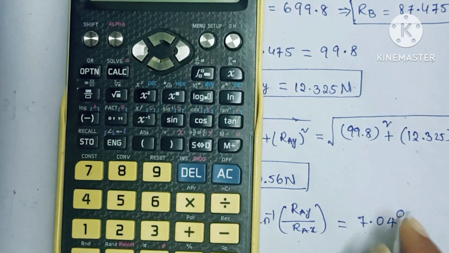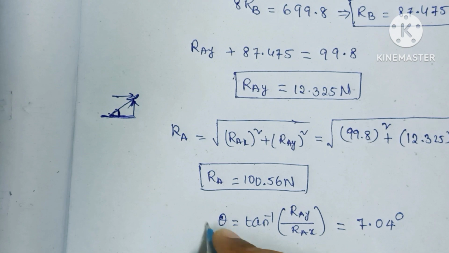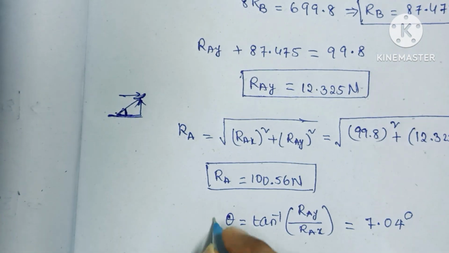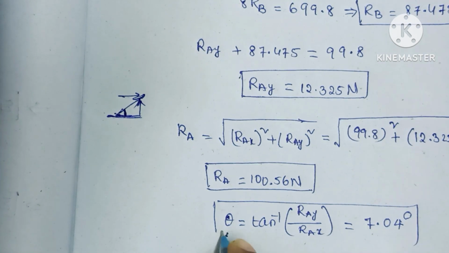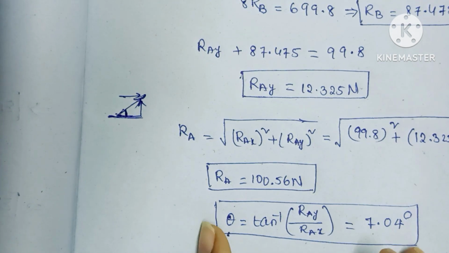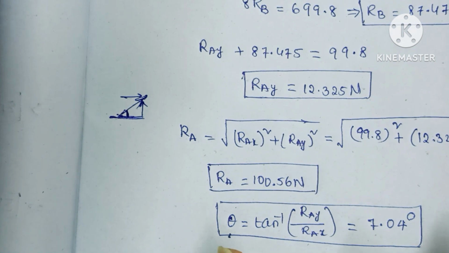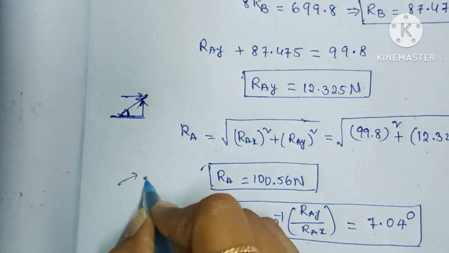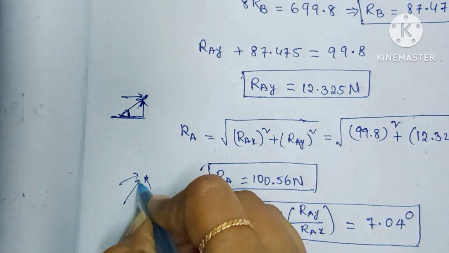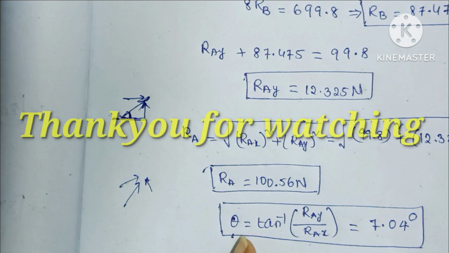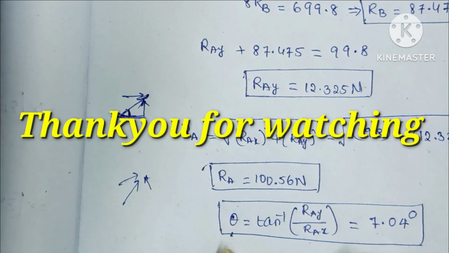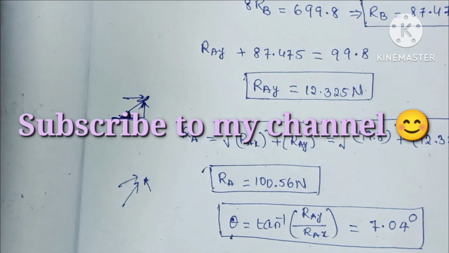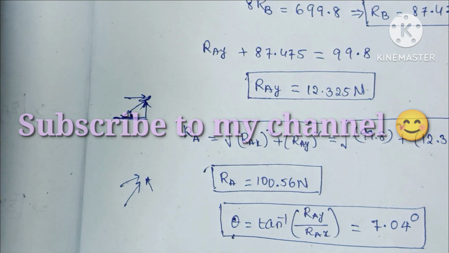So from here we got the theta value as 7.04 degrees. Whatever the values may be, the procedure is the same for every problem. If they ask to find the support reactions, then you have to find the resultant. First we need to find the reaction forces at that particular point, and then find the resultant force and in which direction that force is acting. We need to find this much if they ask any problem. Okay, in this way we can solve the problem. Thank you for watching.